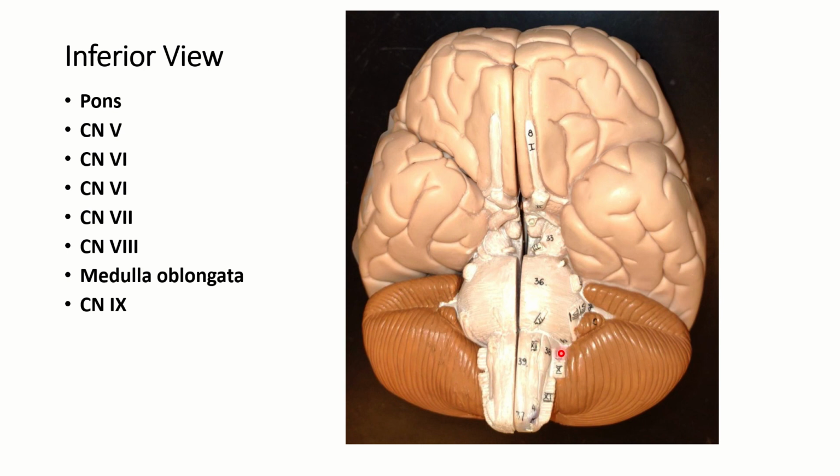And cranial nerve 9 is here. Cranial nerve 10. And cranial nerve 11. This is coming from the spinal cord, going all the way up through the foramen magnum. And cranial nerve 12 here. This brown area that you see is the cerebellum.